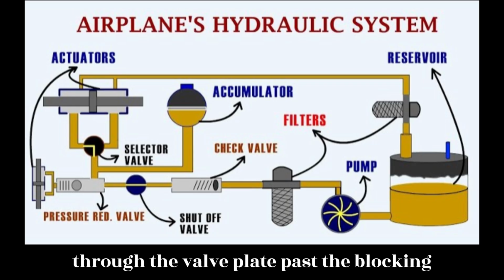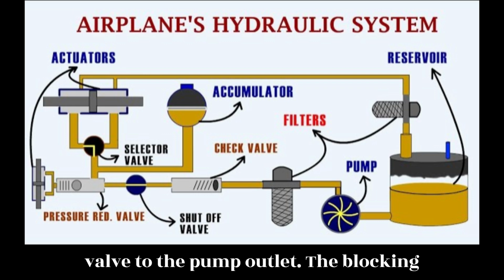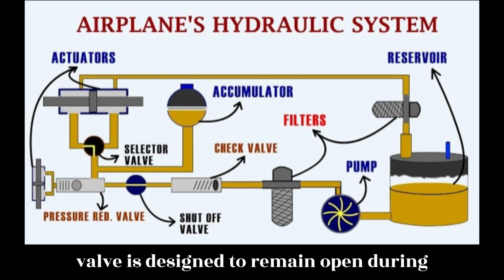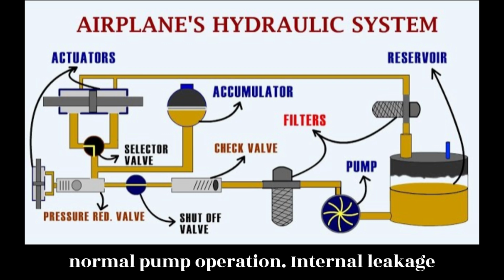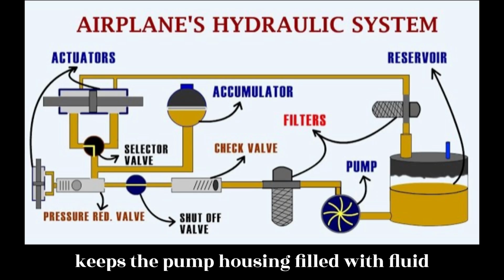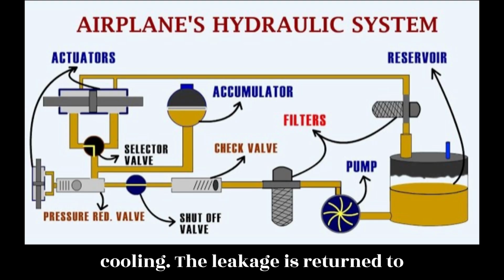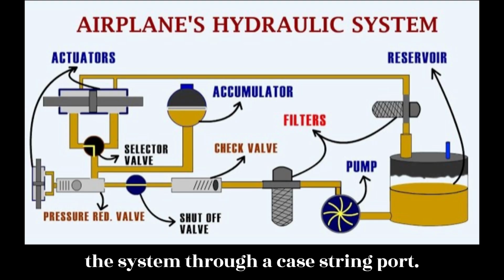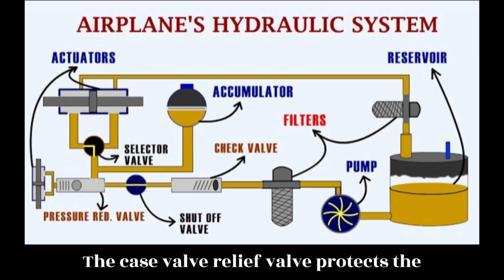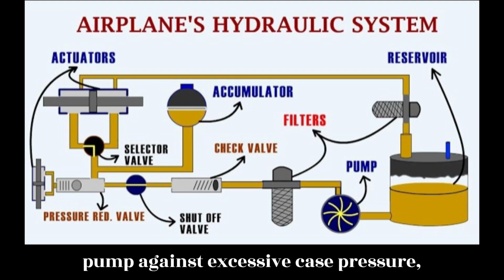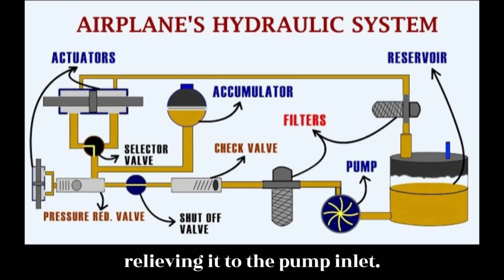High-pressure fluid is ported out through the valve plate, past the blocking valve, to the pump outlet. The blocking valve is designed to remain open during normal pump operation. Internal leakage keeps the pump housing filled with fluid for lubrication of rotating parts and cooling. The leakage is returned to the system through a case drain port. The case relief valve protects the pump against excessive case pressure, relieving it to the pump inlet.